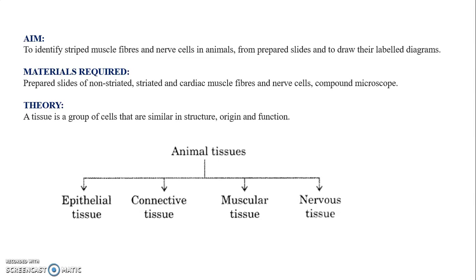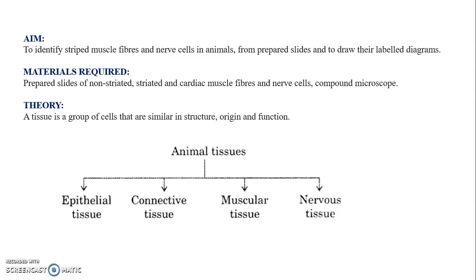Along with striped or striated muscles, we'll also study the characteristics of non-striated and cardiac muscles. For this experiment, we'll need materials of striated muscles, non-striated muscles, cardiac muscles, as well as nerve cells. The major materials we'll require are the permanently mounted slides of all these samples, along with a compound student's microscope. The theory in brief: a tissue is a group of cells that are similar in structure, origin and function. We all know about it.